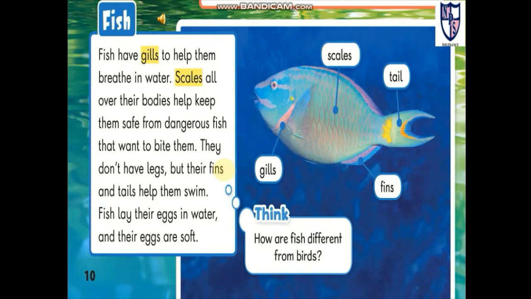How are fish different from birds? Student, can you answer this? As we have learnt, fish and birds both have different body parts. Fish have fins and tails, and birds have legs. Fish are covered with scales, and birds are covered with feathers. Fish can swim, and birds can fly. Fish lay soft eggs, and birds lay eggs with hard shells.